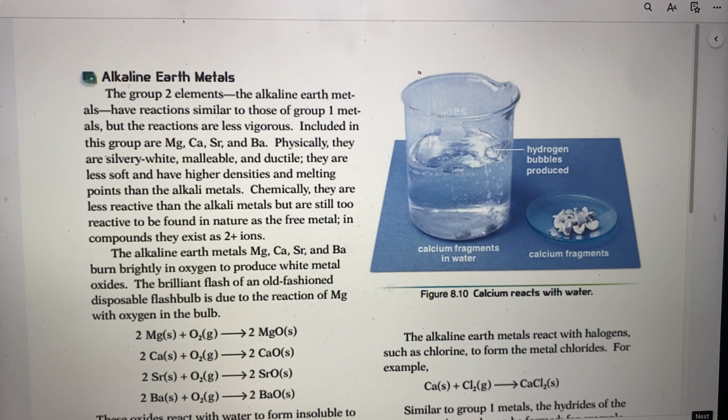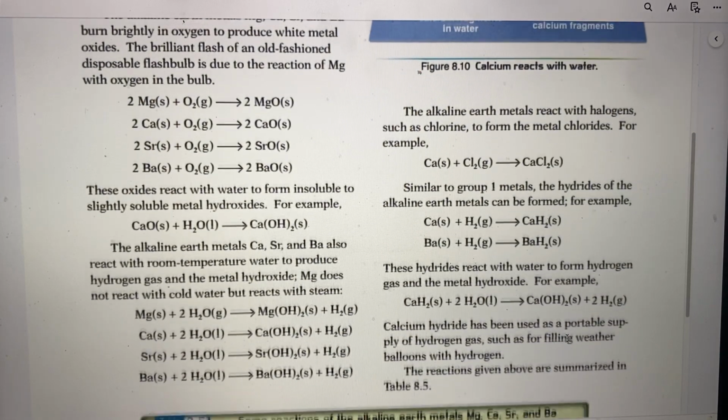Usually they're a silvery white, malleable, ductile material, and they're less soft than the alkali metals, but they have higher densities and melting points than column one. They're less reactive than the column one alkali metals, but they still are too reactive to be found free in nature. So you don't just find them free. They're usually found as ions or such. They burn bright with oxygen and make white metal oxides. These are the alkaline earth metals. So let's go up here and show what they react with.